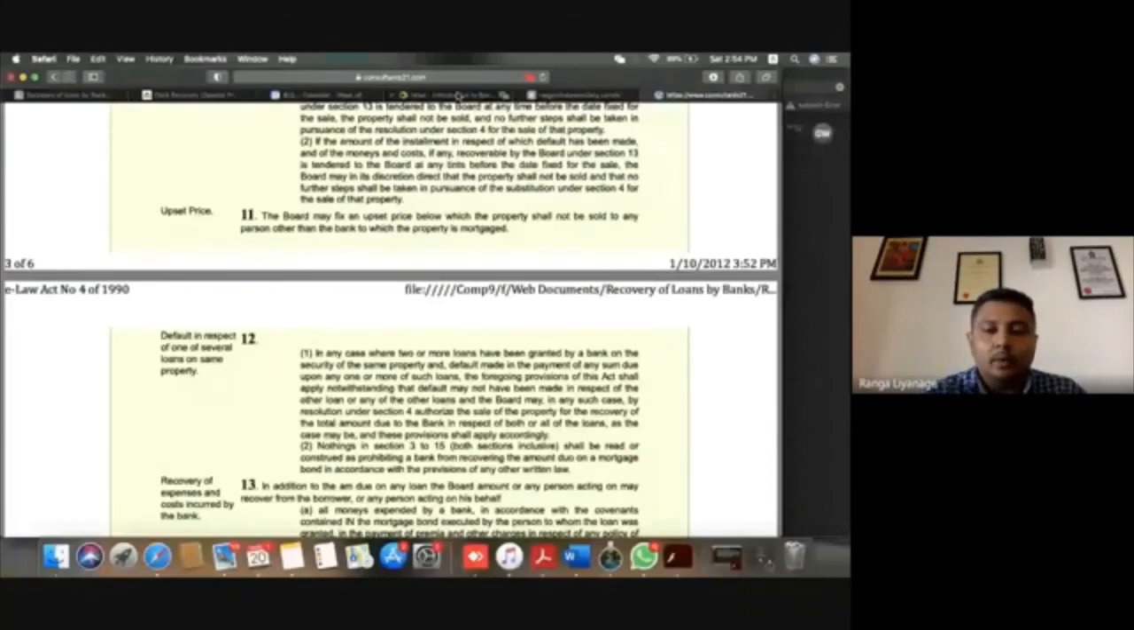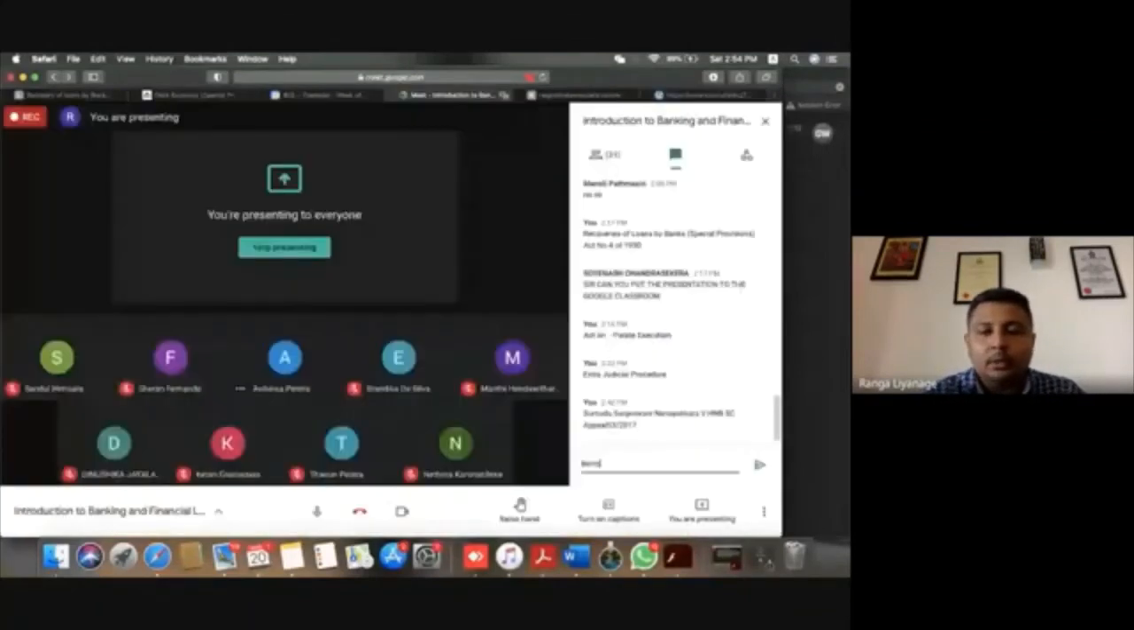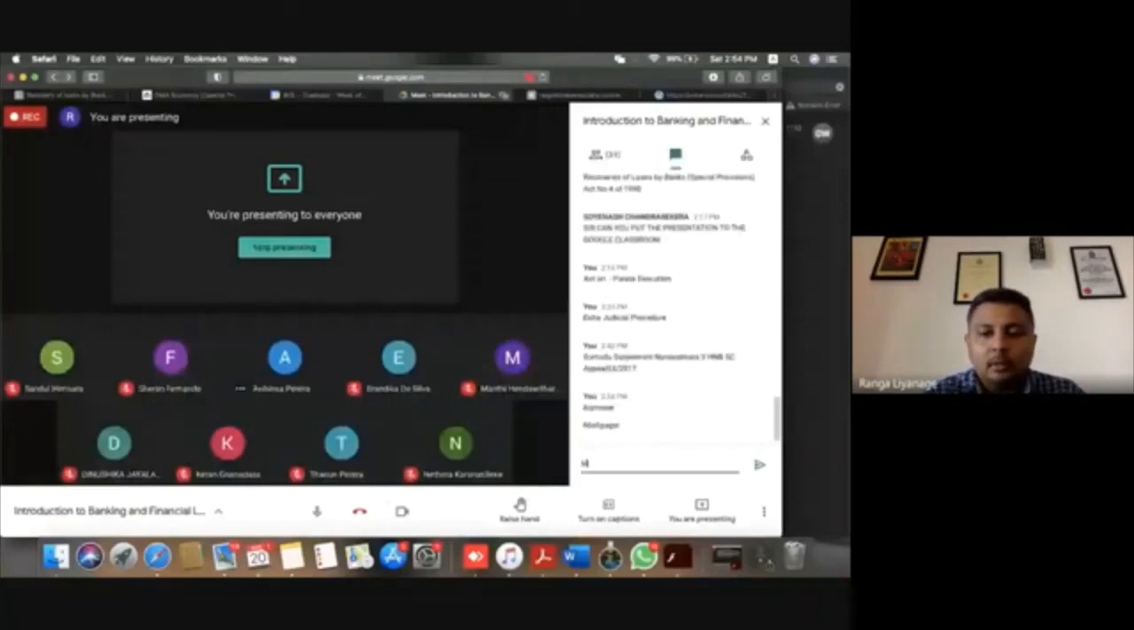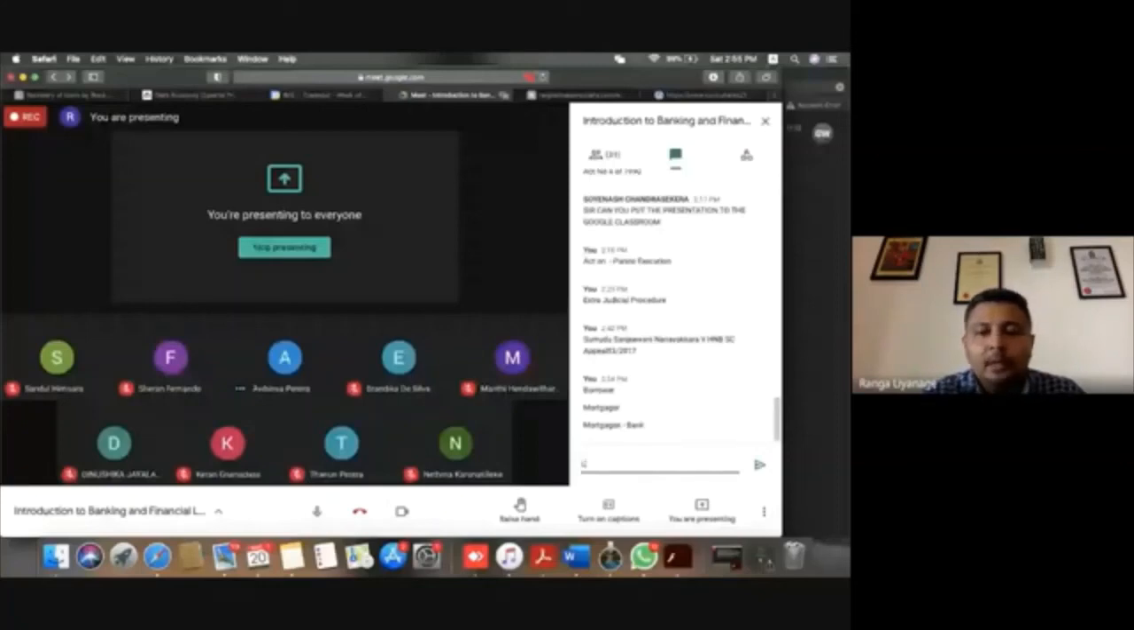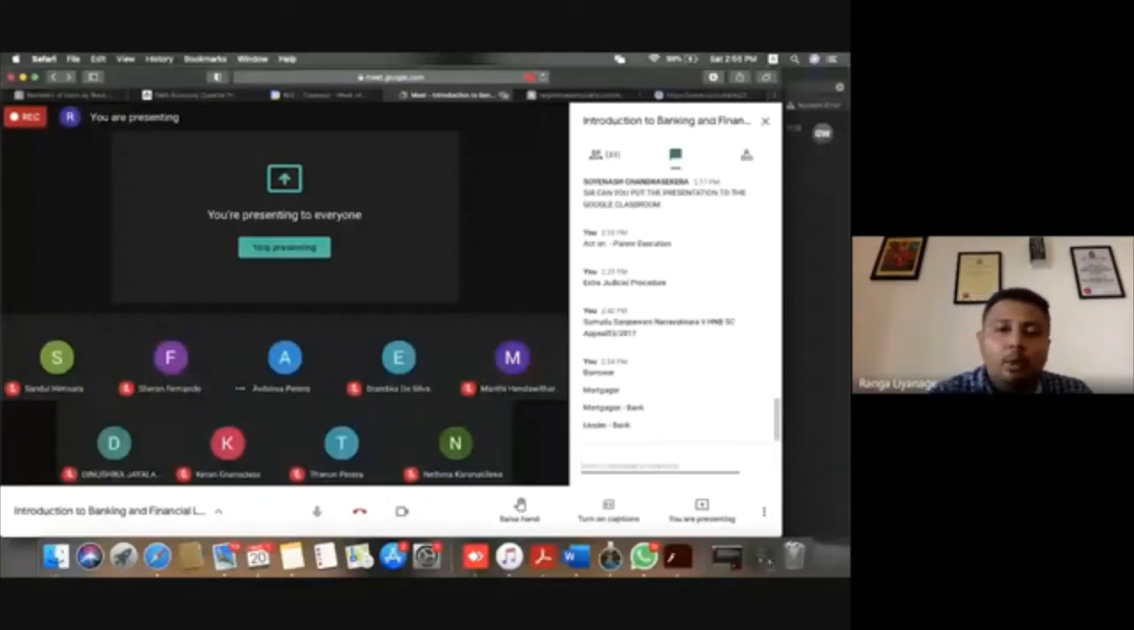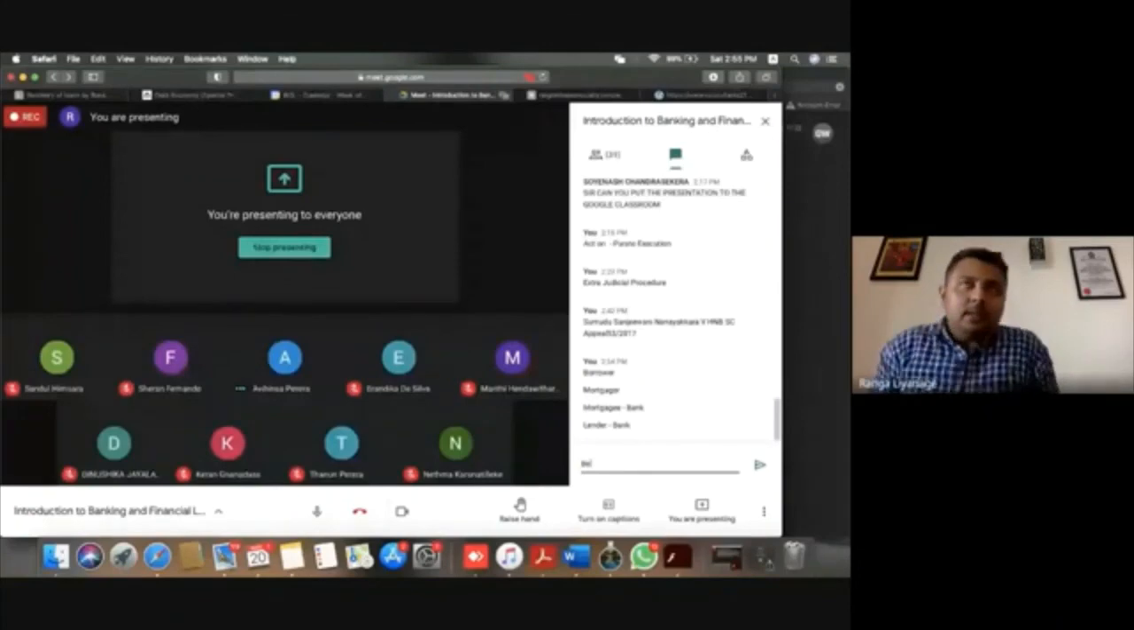The borrower, mortgagor, mortgagee, which is the bank, right? Again, the lender is the bank. So most of the time, borrower and mortgagor are the same. But there can be an instance where the bank is paying money to one party, the borrower, on the mortgage of property by another party. So then the borrower and the mortgagor are two different parties.